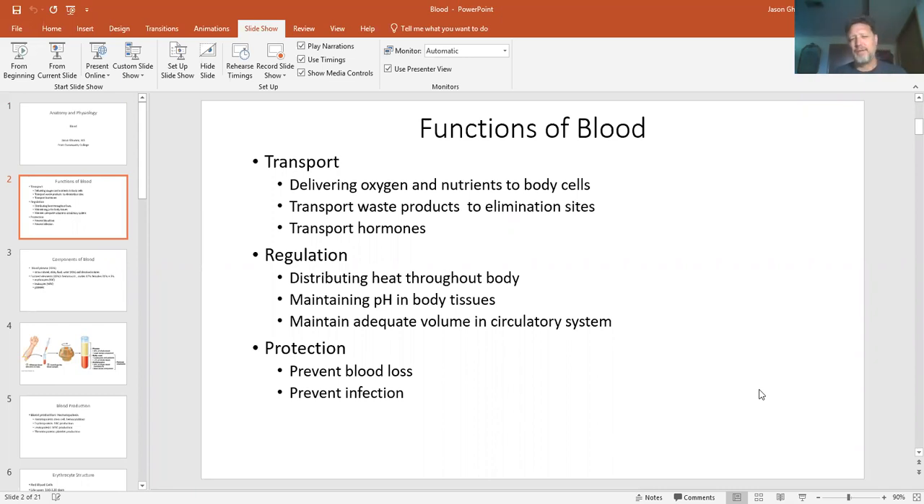Not only moving these things, but it's going to be moving some hormones around, because hormones are secreted in one location and function in another location. So the main function of blood is to transport. It does a little bit of regulation. It carries heat produced in our muscles to the rest of the body, keeping us warm.